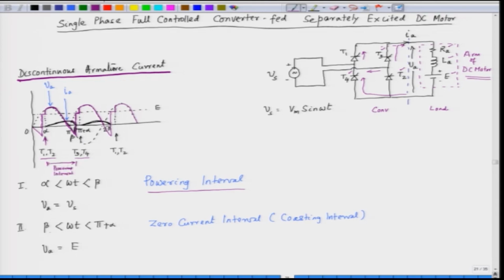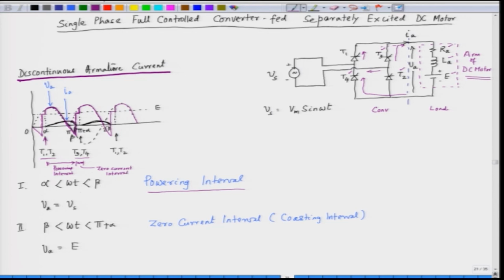From beta to pi plus alpha, up to the instant when the next SCRs are triggered, is called the coasting interval or zero current interval. At this instant we do not have any current, so we can call this the zero current interval.